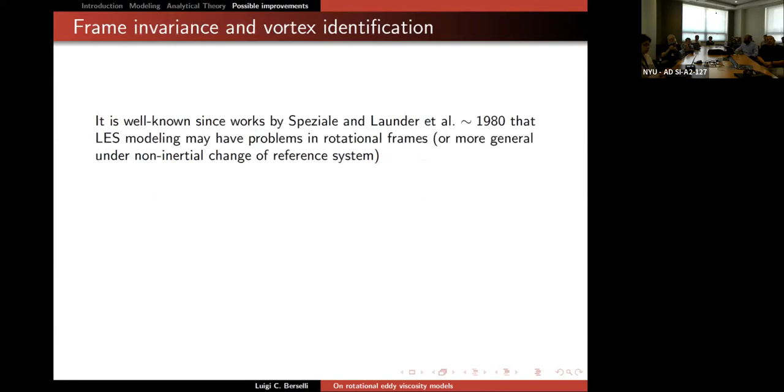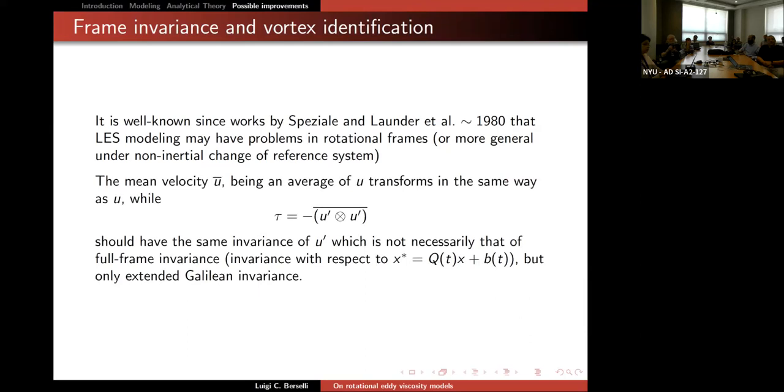Now let's go to some modeling part to understand if this model is satisfactory or not. The theory can be done, it is okay, but it is known since the work of Speziale, Lomax, Harding, and others that when you do this modeling and you are in a rotational frame, which is mostly the case for several geophysics applications, and this frame is changing under non-constant velocity, then the modeling is probably not so nice. And in fact, the main problem is the following: the mean velocity transforms like the standard velocity.